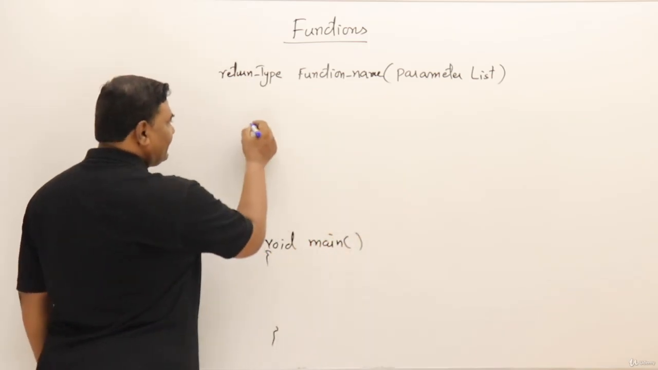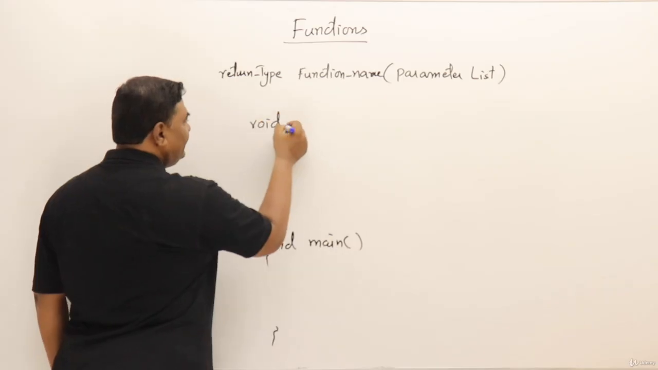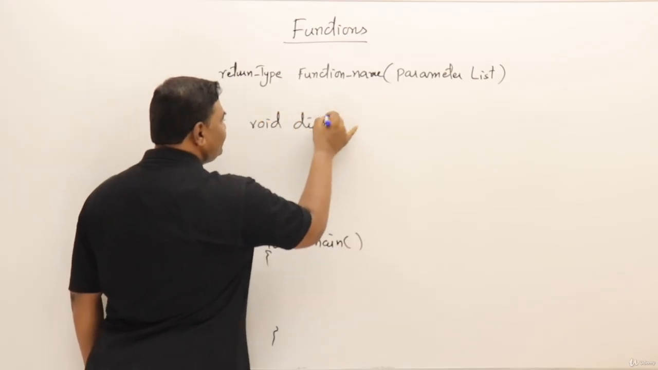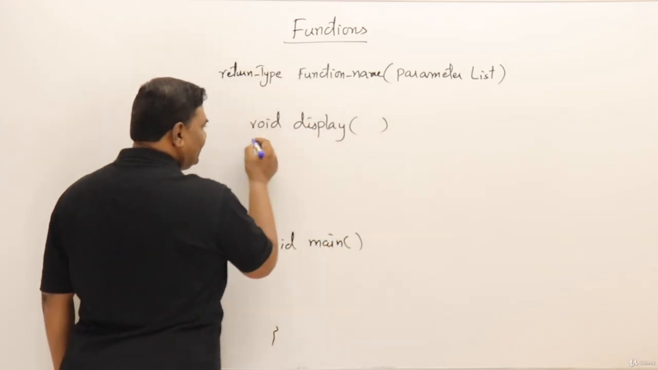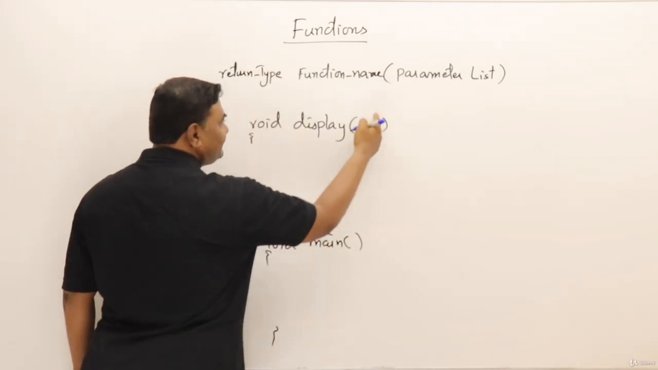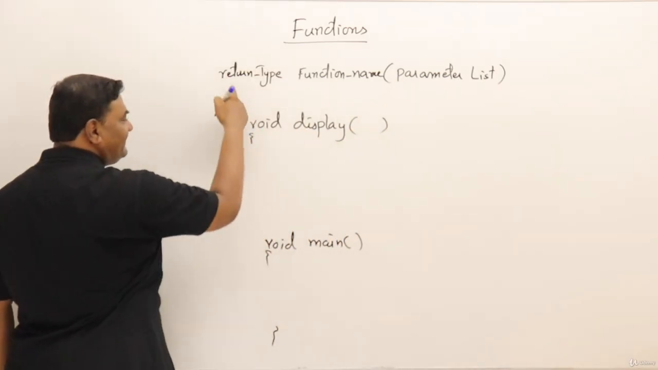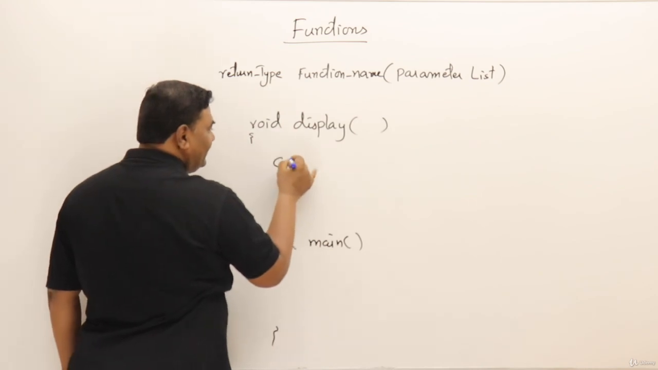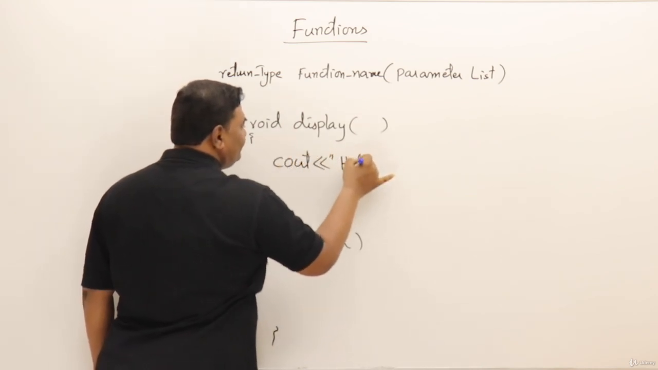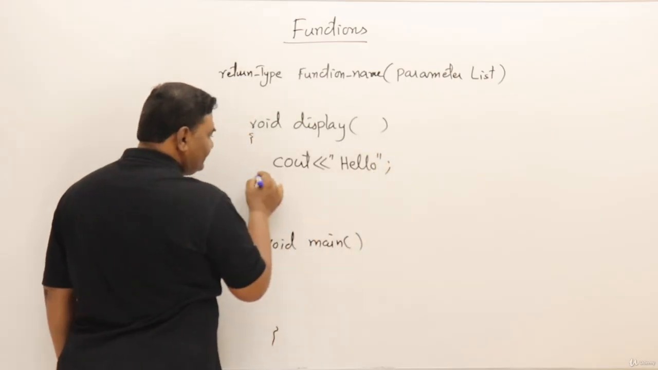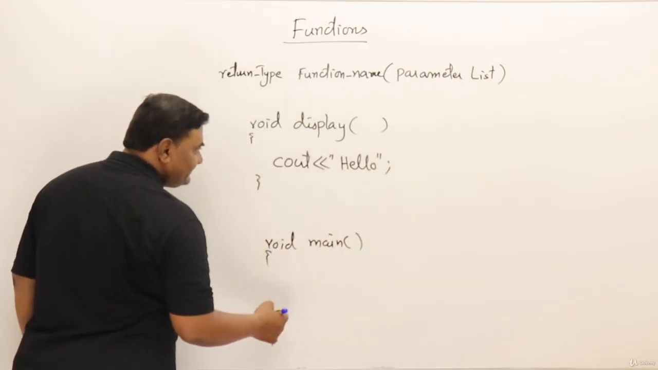Now here I will write one function, void display. The function name is display and it is not taking any parameter, so I can leave it empty. This is the function name, this is parameterless, nothing is there, and the return type is not returning anything. Then inside this I will write cout hello. This is just a wishing message.